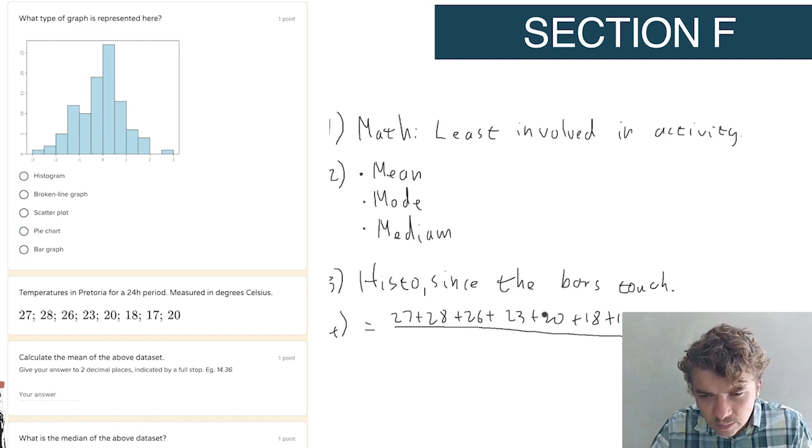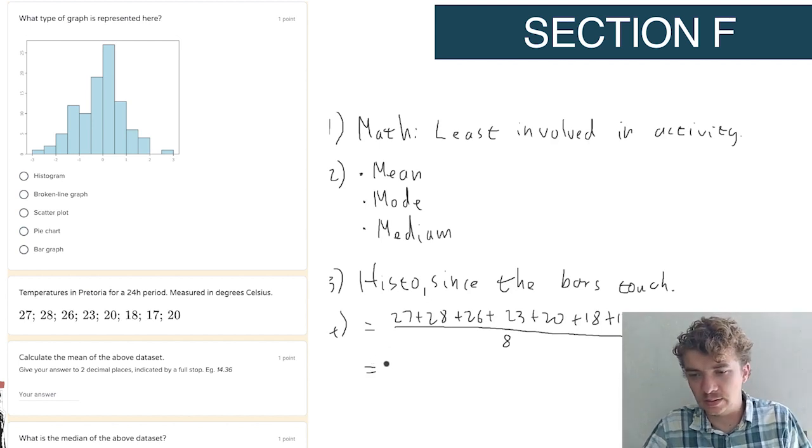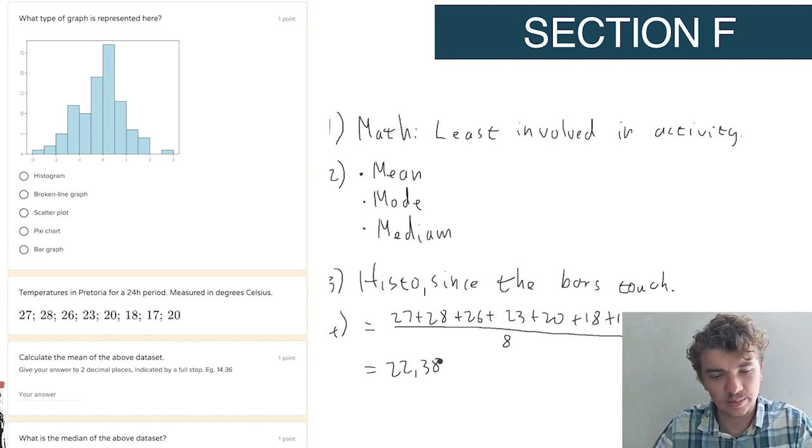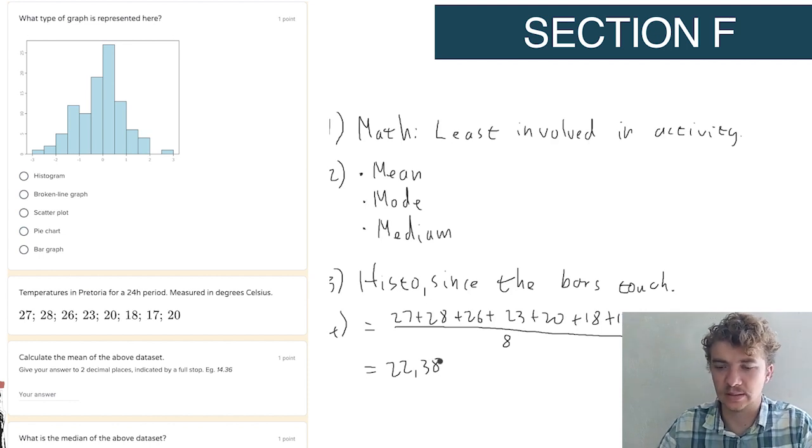1, 2, 3, 4, 5, 6, 7, 8. Add everything together, divided by 8, and that gives you the mean. That gives you a total of 22.38. 22.38, just see here that they prefer that you use a full stop as the decimal separator.